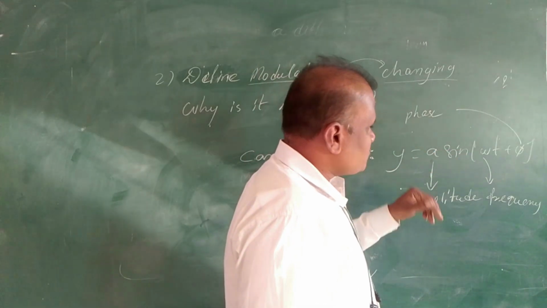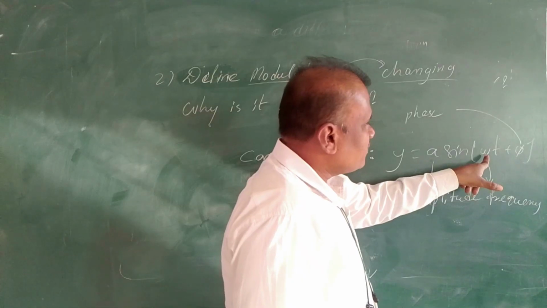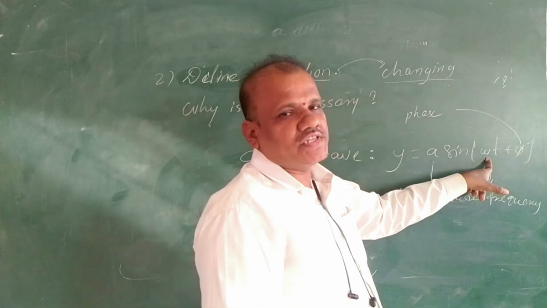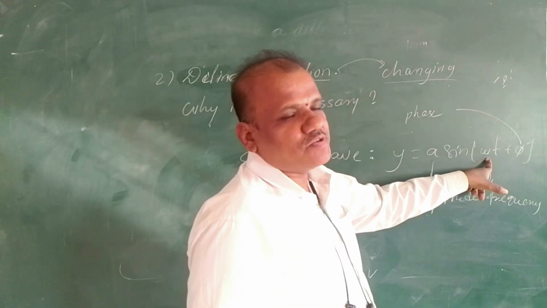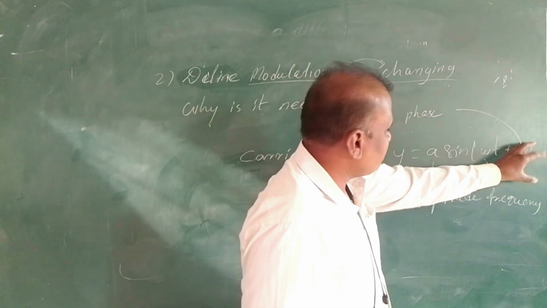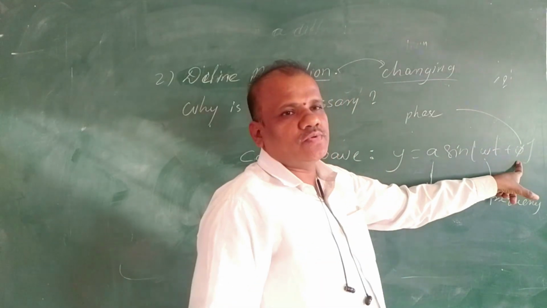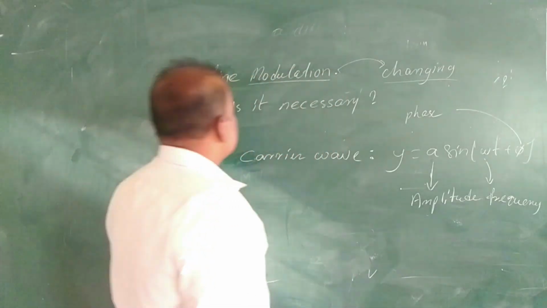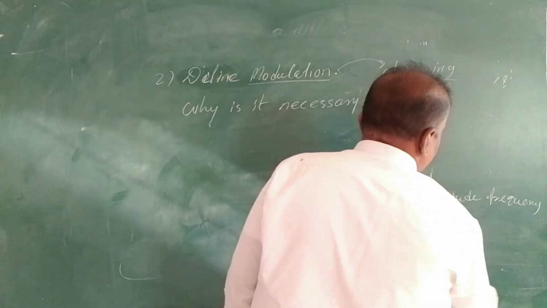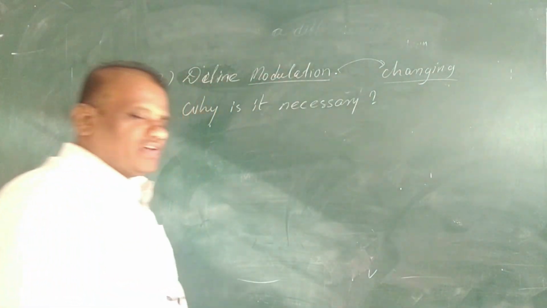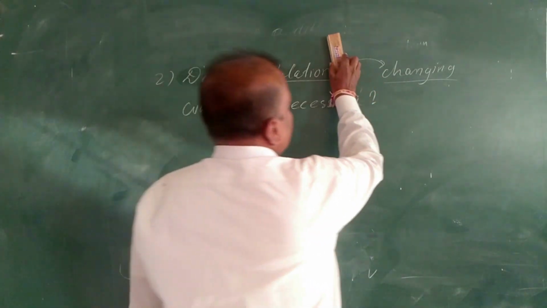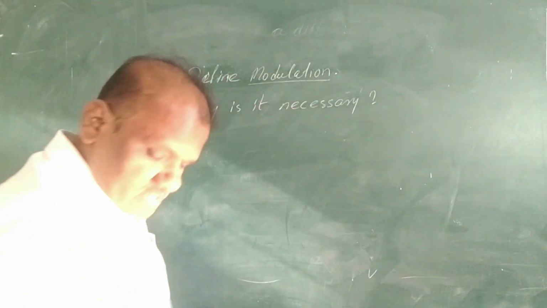In case of frequency modulation, it is a process of changing the frequency of the carrier wave with respect to the audio signal voltage. In case of phase modulation, it is a process of changing the phase of the carrier signal with respect to the audio signal voltage. So that is the definition of modulation: a process of changing any one of the characteristics, that may be amplitude, frequency, or phase of the carrier wave, with respect to the audio signal voltage.